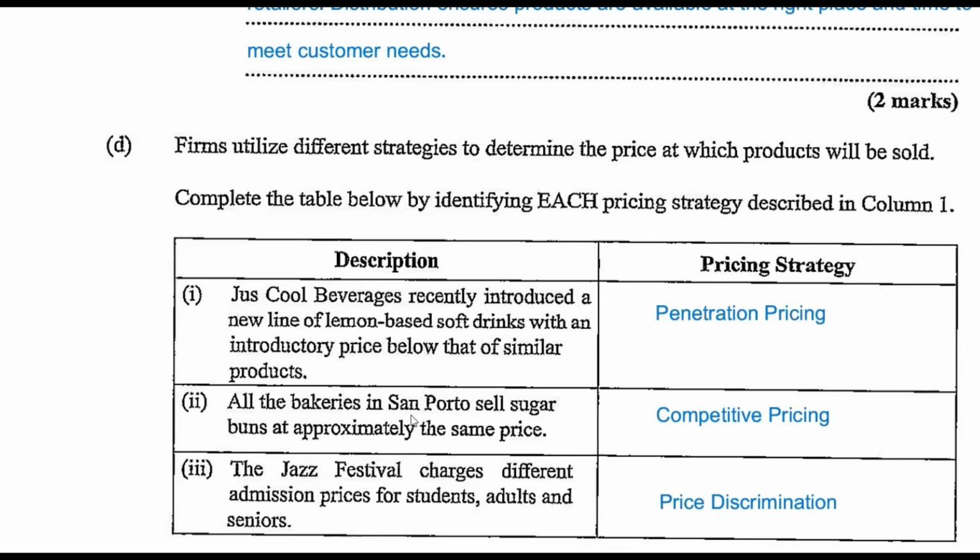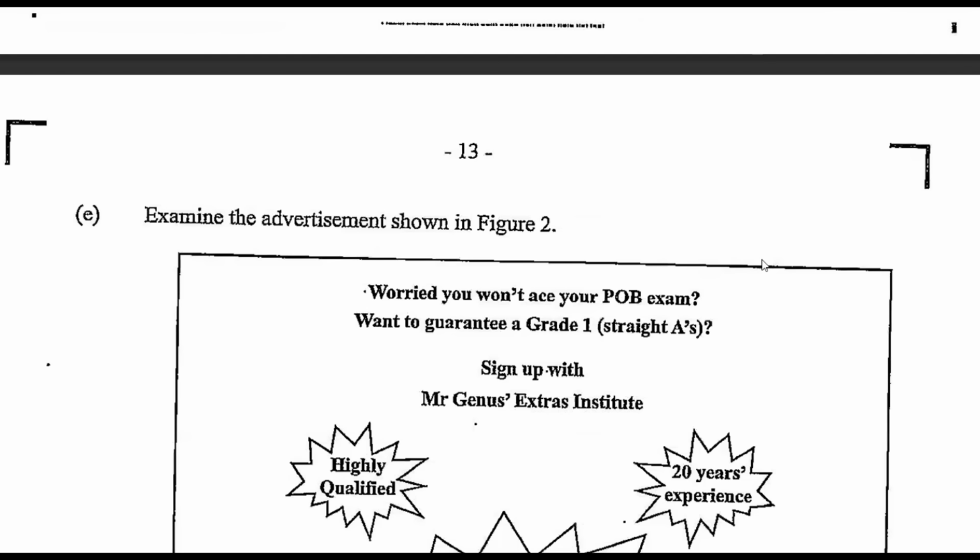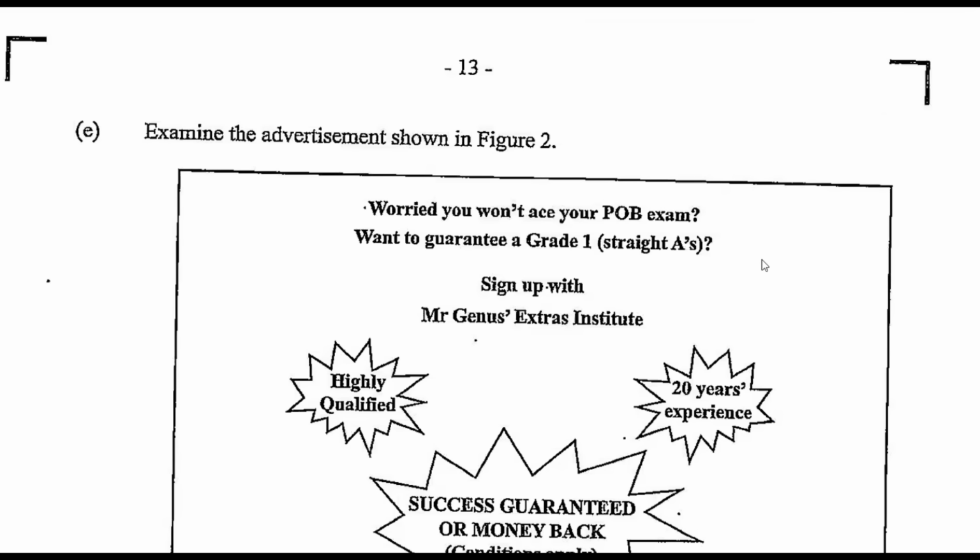Now, all the bakeries in San Porto sell sugar buns at approximately the same price. We have lots of different bakeries selling the same item at similar prices. This is a bit of competitive pricing. And lastly, Jazz Festival charges different admission prices for students, adults, and seniors. So they're offering the same product but charging different prices. This is known as price discrimination. Good job, guys. Time for us to move on to part E.